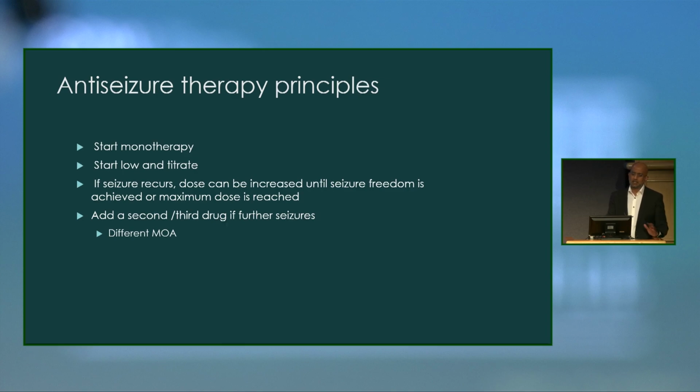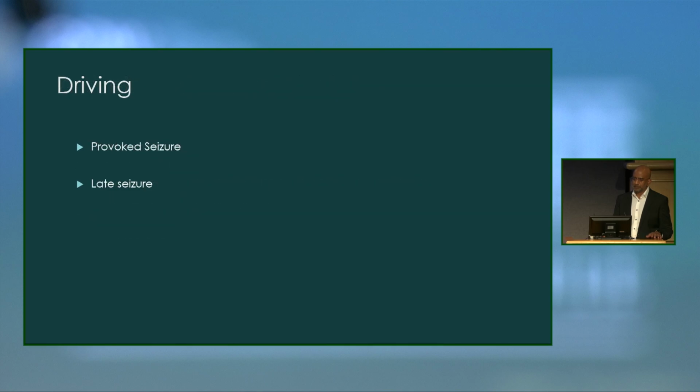The principles: start with monotherapy, start low, titrate up. If seizure recurs, you increase the dose accordingly, and then, if needed, add a second drug. And when choosing the second drug, try and choose a drug with a different mechanism of action. I think there's a separate talk on driving, but essentially, provoked seizures do not incur any specific restriction. Late seizures, usually, we put patients off driving for a 1-year period, 6 months or 1 year, depending on that.